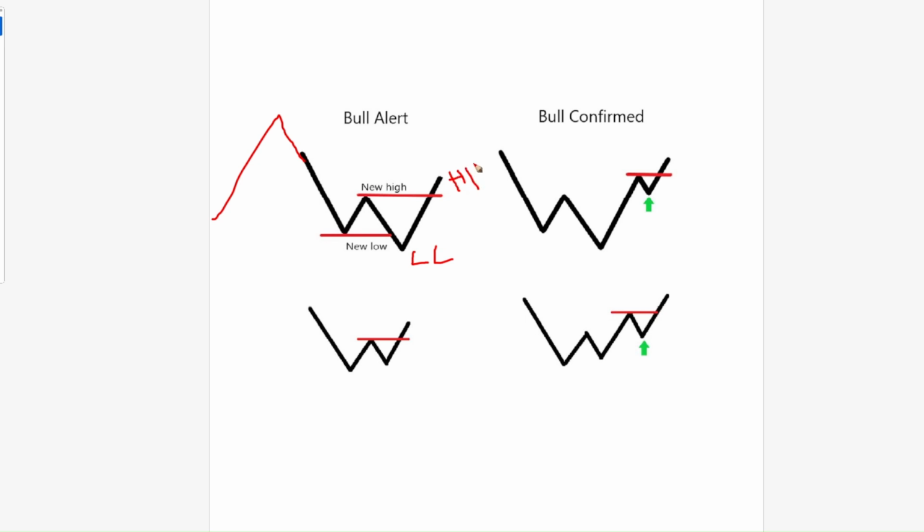So one of the things you could do is go back through and just mark all the charts up and say, this would be a lower high, another lower low, and then higher high. So just mark up your charts that way so you can really get a feel for what you're doing.